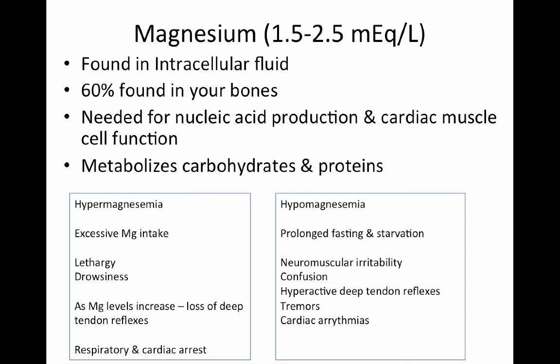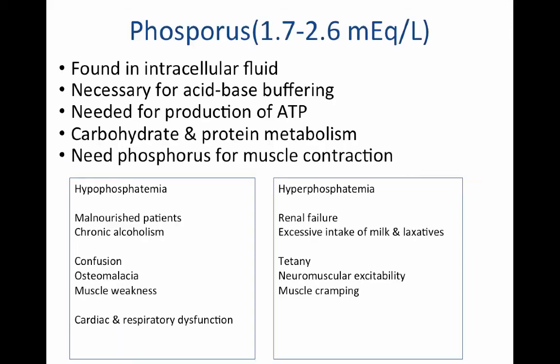Low serum magnesium produces neuromuscular and central nervous system hyperirritability. So patients can be confused. If you're hyperirritable, then you have hyperactive deep tendon reflexes, you can have tremors, seizures, and cardiac dysrhythmias as well. So magnesium is very, very important. Normal magnesium is 1.5 to 2.5 milliequivalents per liter.